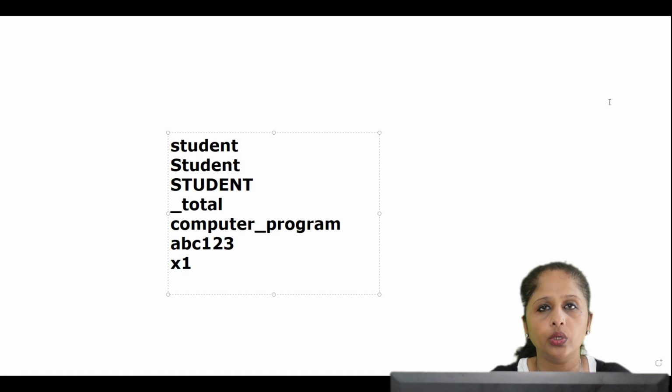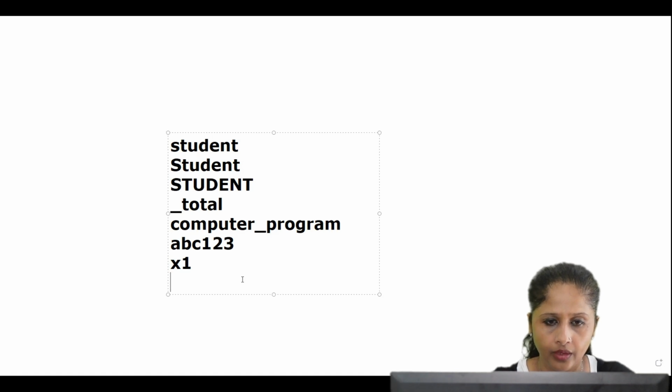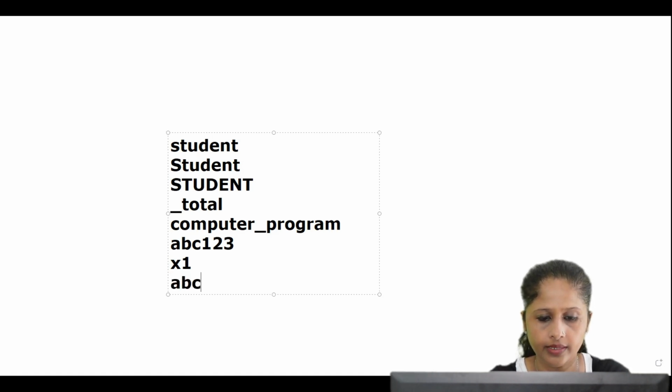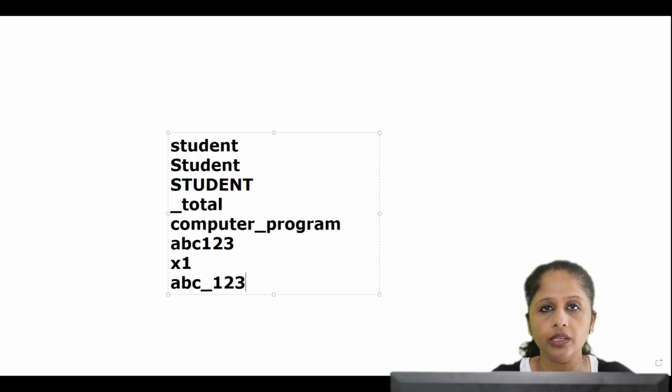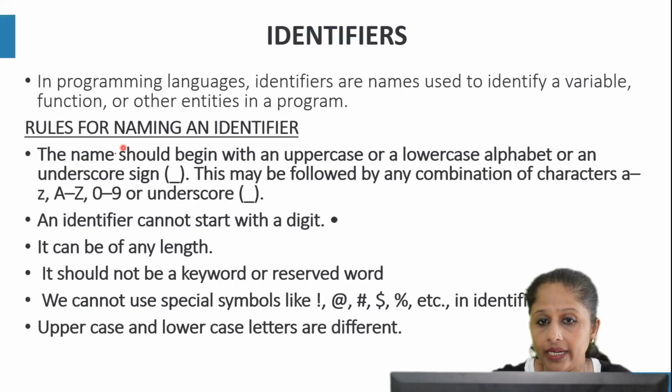Then in between two words you can use underscore, and it can be a combination of alphabets and numbers. It can be a combination of underscore, alphabets and numbers, like you can give ABC_123, like that you can give ABC_123. So like that you can give identifier names. So the first rule is, the name should begin with an uppercase or lowercase alphabet or an underscore sign, and you can use the characters from small a to z, capital A to Z, then 0 to 9 and underscore.